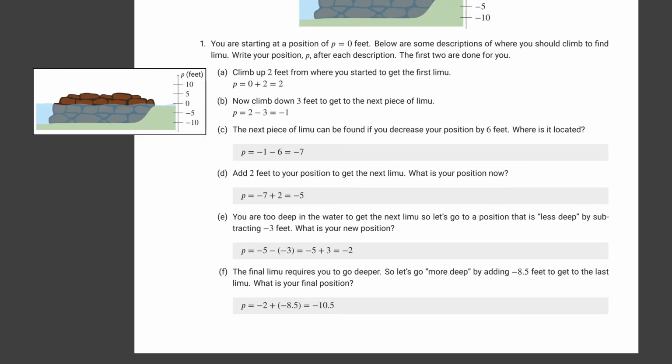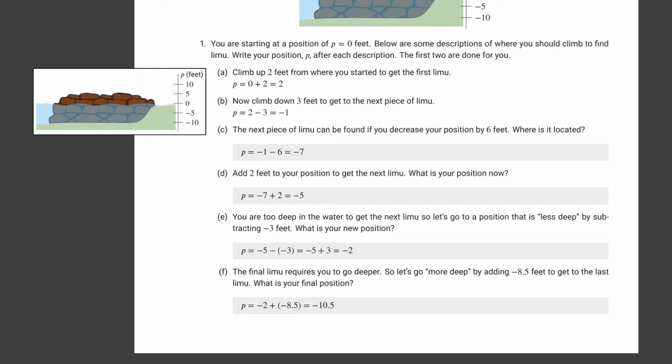Welcome back. In part 1c, we decrease the position by 6. So negative 1 minus 6 equals negative 7. In 1d, we add 2 feet to our position. So negative 7 plus 2 equals negative 5. Then we need to be less steep, that is less negative, by 3. So when we subtract negative 3, it is the same as adding positive 3. Negative 5 plus 3 equals negative 2.